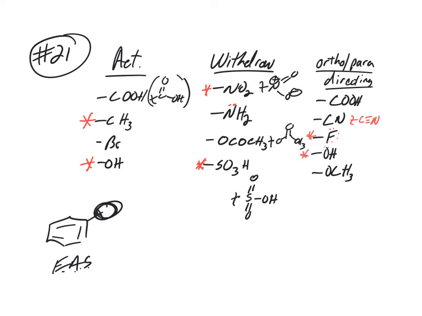OH is for sure lone pairs, and OCH3 is as well. So things that have lone pairs always direct ortho-para. The lone pairs are next to the ring, but not all things that have lone pairs are actually activators. So the exception is the halogens: fluorine, chlorine, bromine, and iodine.